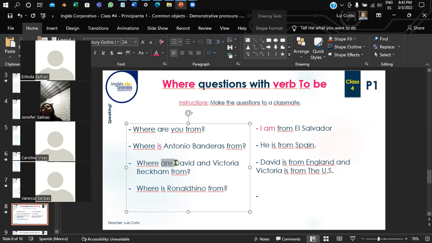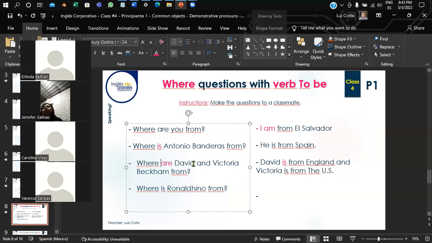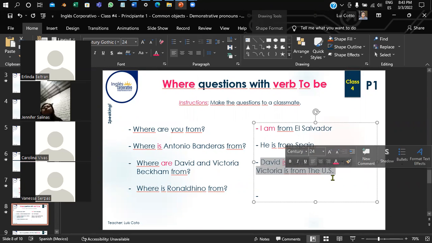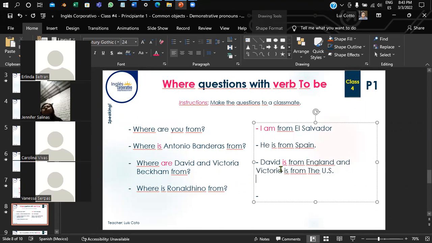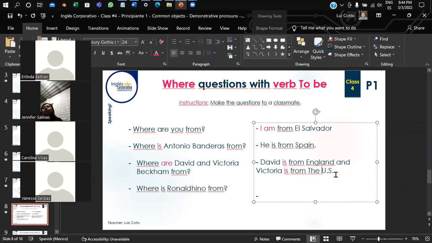But teacher, where to be: are and why here is? Porque aquí are y aquí is. Because they are from different countries. Okay, they are from different countries, each one of them. Cada uno de ellos is different.